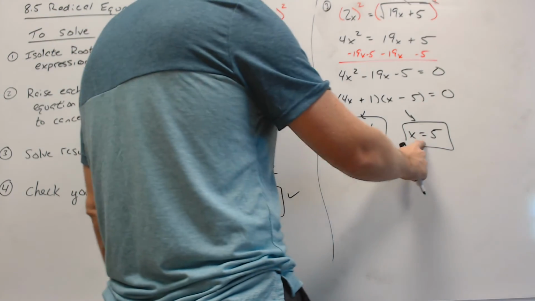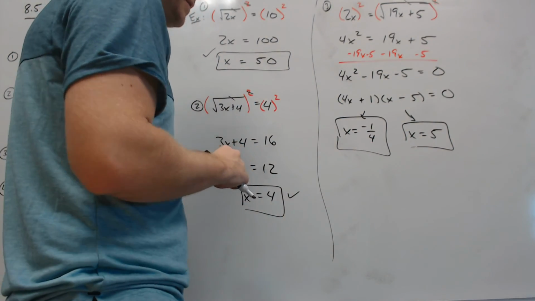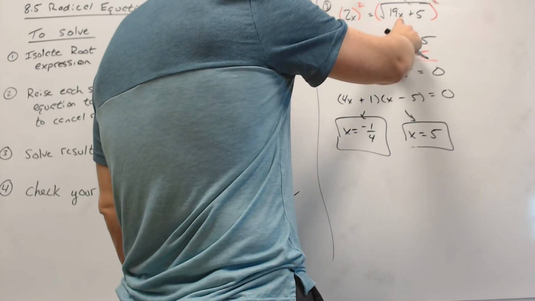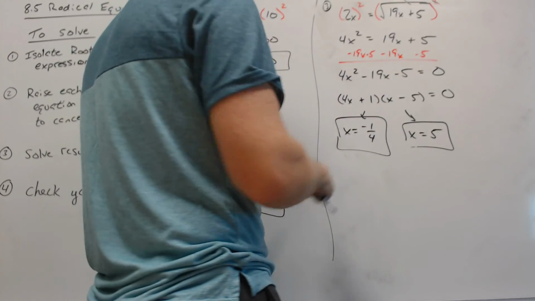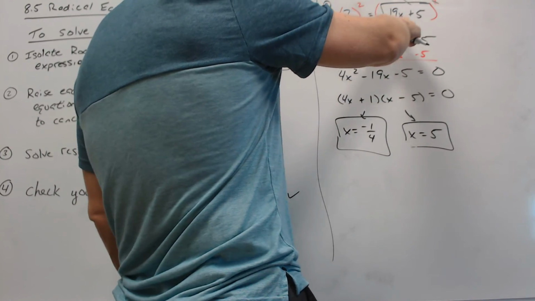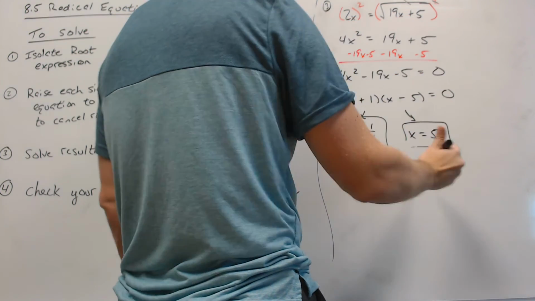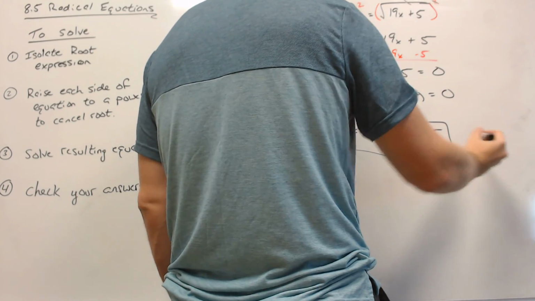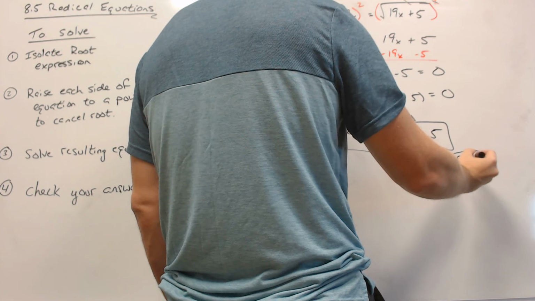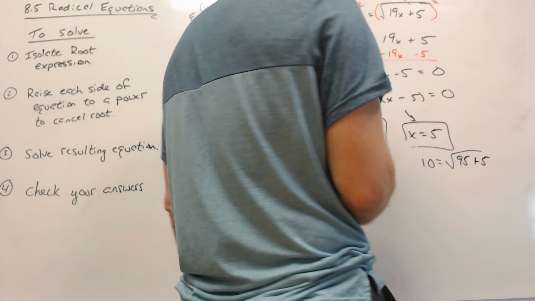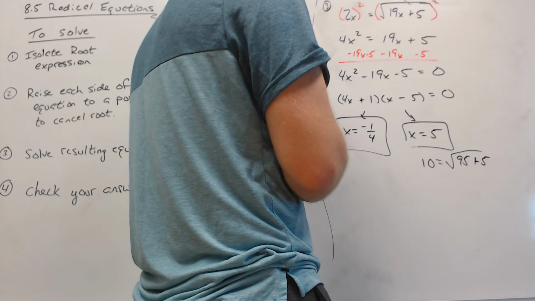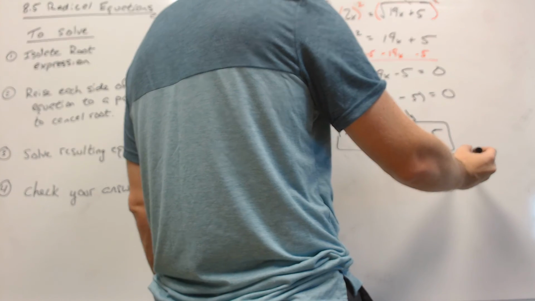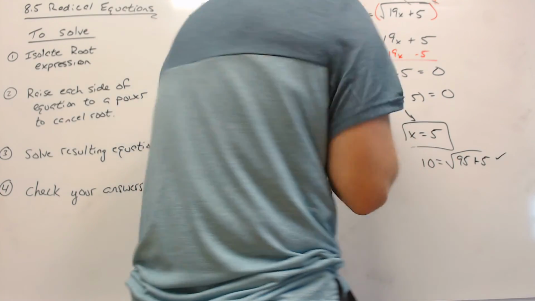A little bit harder to double check these, but with the use of a calculator you can plug them in and see if they work. If I plug in 5, I'll go ahead and write this out. 2 times 5 is 10. Square root of 19 times 5 is 95, plus 5, and then that'd be 100. Square root of 100 is 10, so that works out.